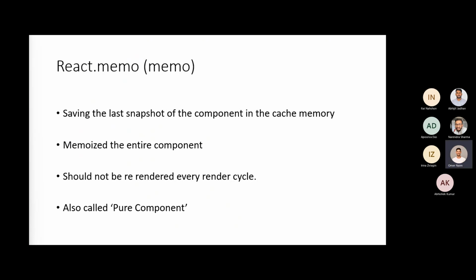What React.memo does is save the last snapshot of the component in the cache memory. It's really the same as useMemo, just on components. It memoizes the entire component. It's like memorized, but in software engineering we say memoized. It should not be re-rendered in every render cycle. It's also called a pure component because it has one thing to do, and that's why we want to divide it from the renders.